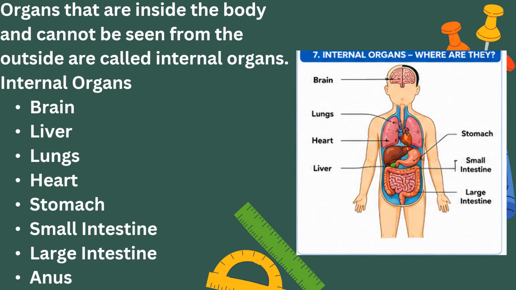Organs that are inside the body and cannot be seen from outside are called internal organs. All these organs which are inside your body, your brain, which is protected by your skull, your lungs, heart, liver, stomach, small intestine, large intestine, anus, are internal organs. Because can you see them through your normal eyes? You cannot. So the organs which cannot be seen from outside are called internal organs, and these internal organs are protected.